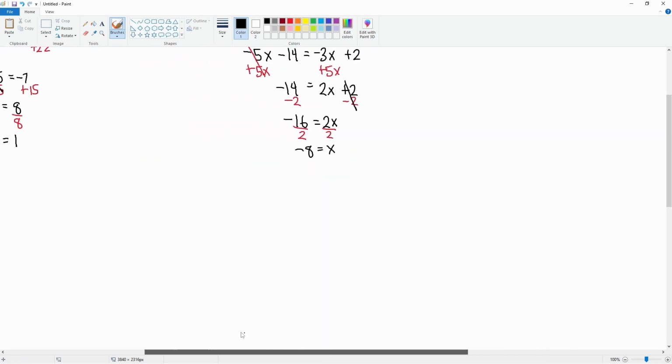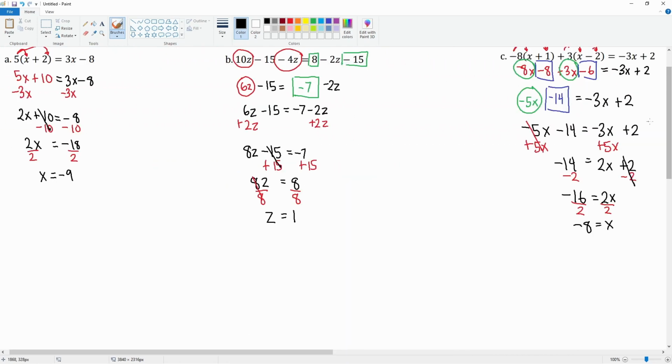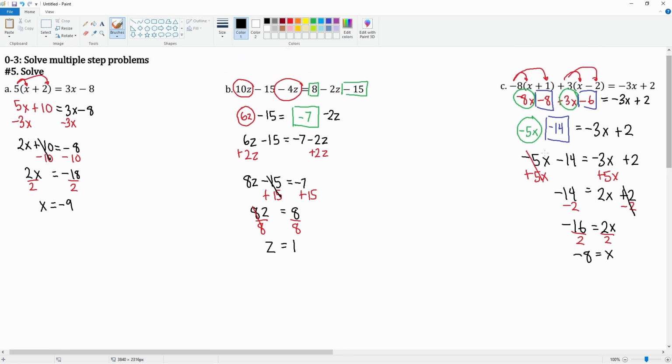Okay, these are your solutions on how to solve equations requiring multiple steps.